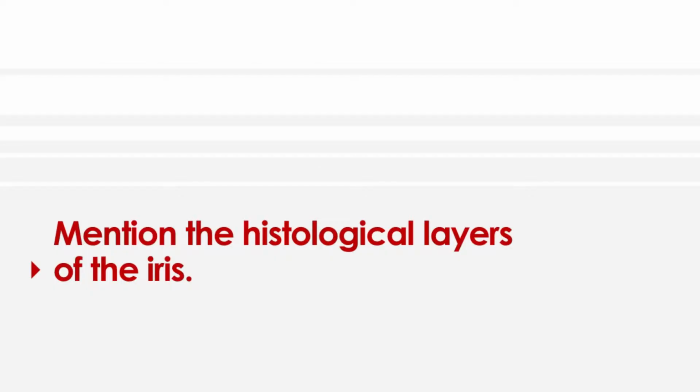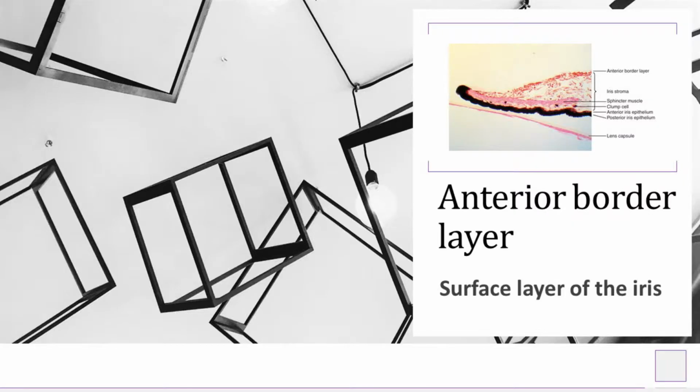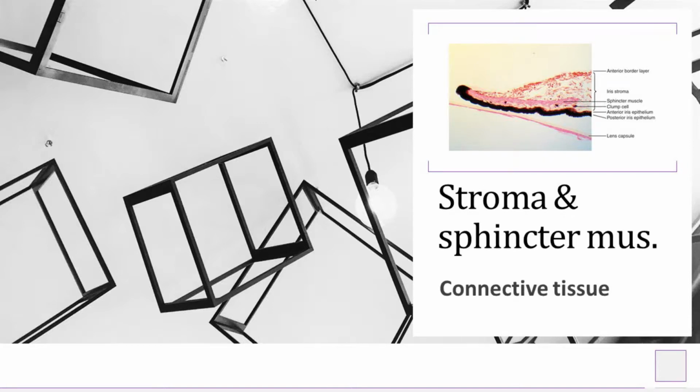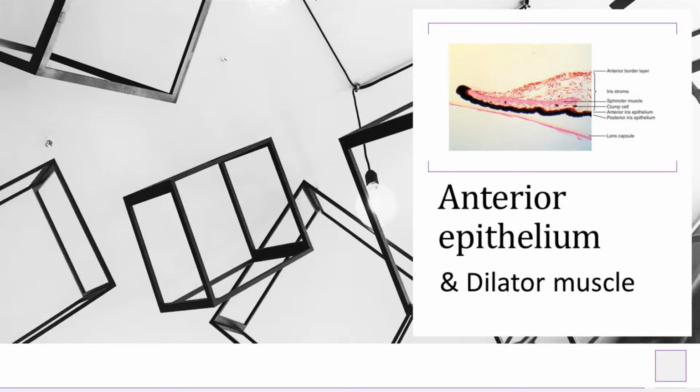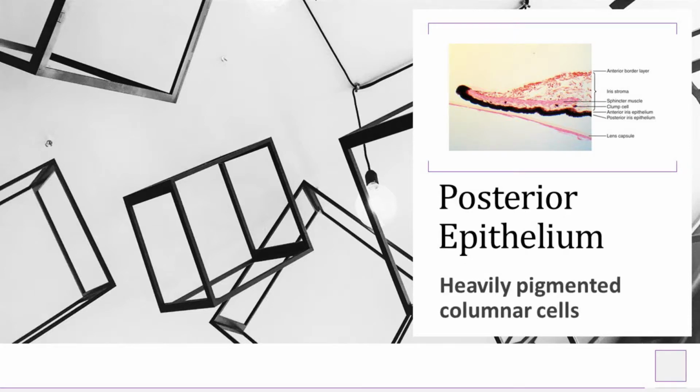Question 2. Mention the histological layers of the iris. The iris is divided into 4 layers. The surface layer is the anterior border layer. The surface layer is followed by the layer of the stroma and sphincter muscle. Posterior to the stroma is the layer of anterior epithelium and the dilator muscle. The most posterior layer of the iris is the posterior epithelium.